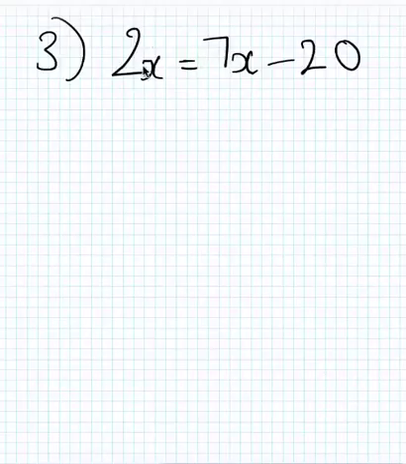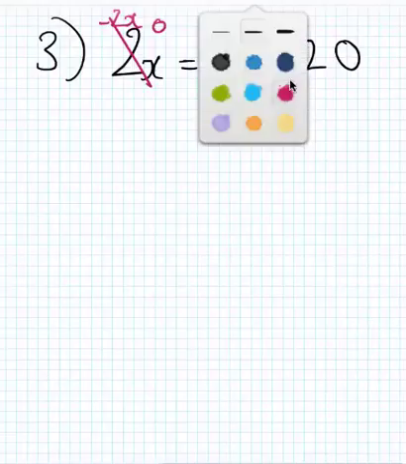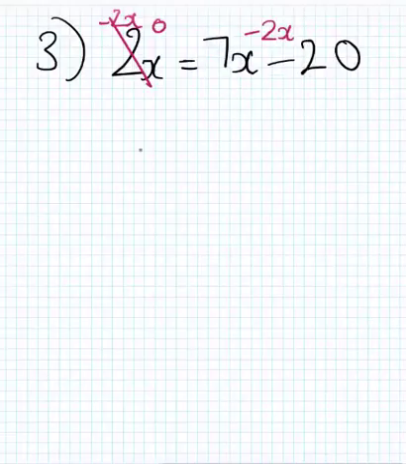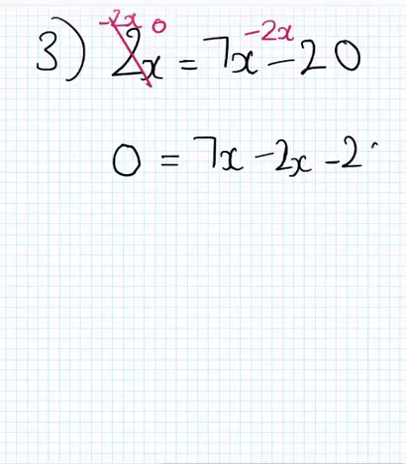And also with this one, we have a positive 2x here. The opposite of positive 2x is to minus 2x. And of course, we must minus 2x on this side. And that all cancels out. And we know 2x minus 2x is 0. And that's what we actually end up having on this side. We have 0. Because there's nothing there, it's a 0. 0 equals, and we end up having 7x minus the 2x and minus 20.